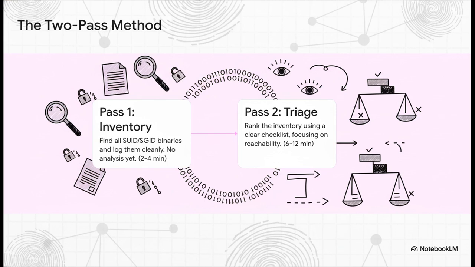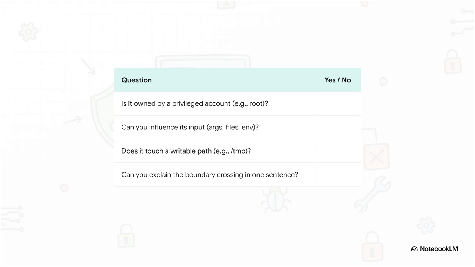Pass 1 is all about inventory. That's it. You spend just a few minutes finding all the SUID and SGID binaries, and you log them to a clean file. No analysis. Don't even think about it. Just list them. Then once you have that clean list, you move to Pass 2, triage. This is where you actually start thinking. You take maybe 10 minutes and you rank that inventory using a checklist. You're focusing on what's actually reachable. And what does that triage look like? It's this simple checklist.